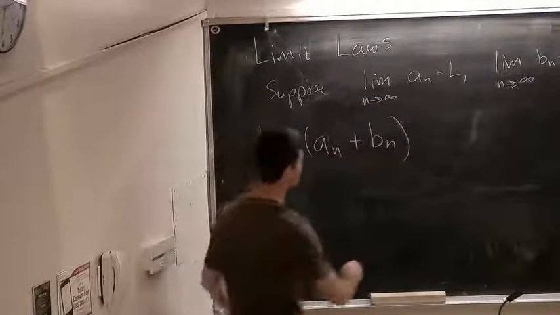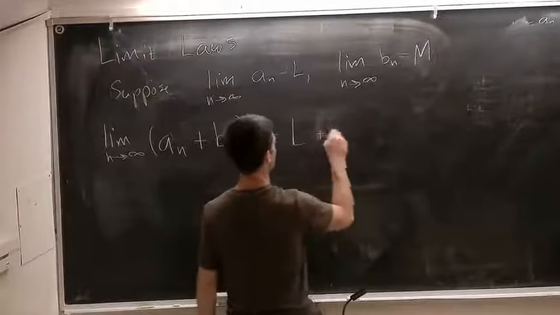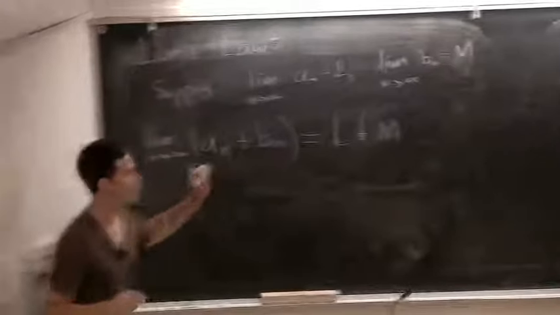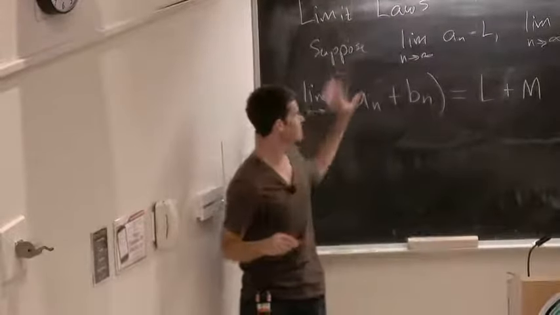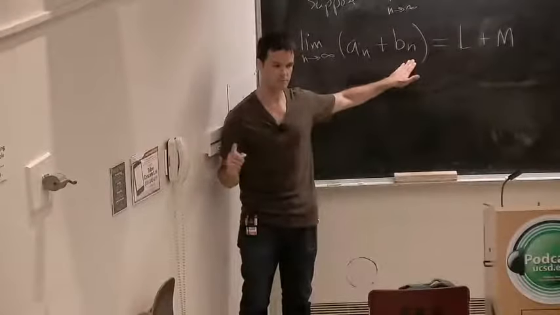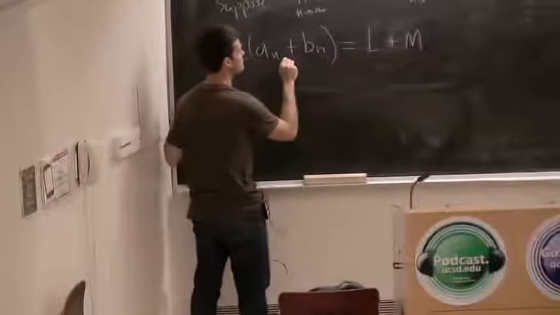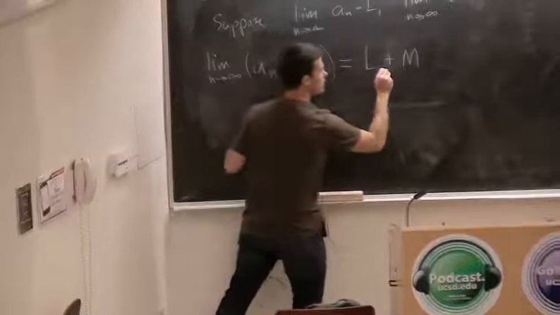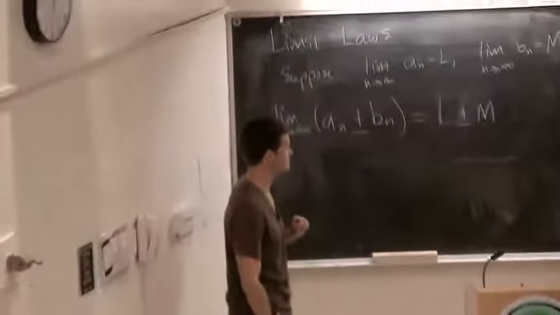The sum of the limits. And indeed, it is the sum of the limits, so that's equal to L plus M. In other words, when both limits exist, you're allowed to just interchange the limit with the sum. And in fact, the same works if you subtract. I'll just put a minus sign under here if you're subtracting two numbers and taking their limits.